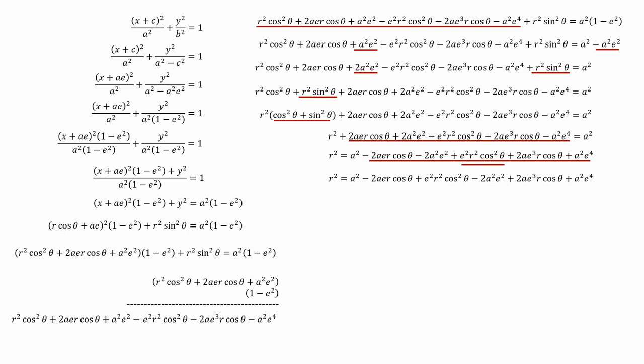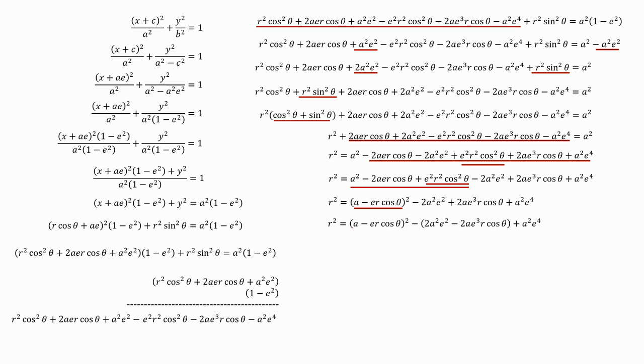Here, I'm taking this set of functions and just moving them here. So I'm just rearranging. And now I'm going to factor out a minus er cosine theta. Oh, I'm sorry. These three terms, a squared minus 2aer cosine theta plus e squared r squared cosine squared theta, equals a minus er cosine theta squared. And that was that algebraic identity I showed you before. A minus b squared equals a squared minus 2ab plus b squared. And that's how I derived that.